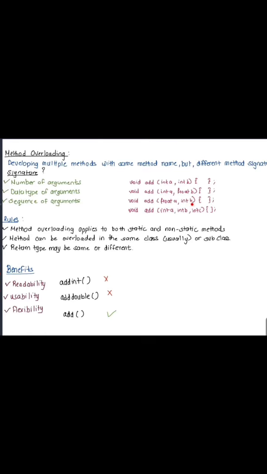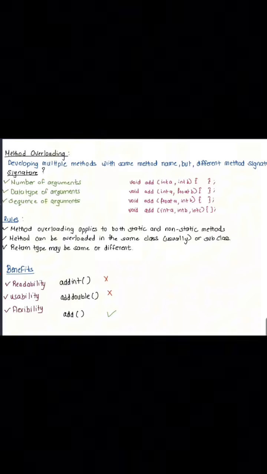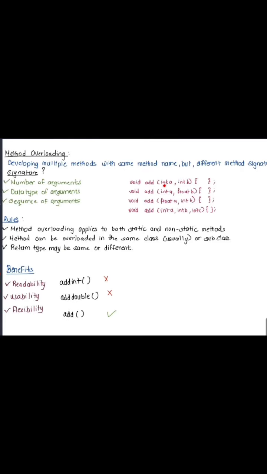Or we can change the number of arguments. So for example, here we have two arguments, int a, int b. Now I want to add three arguments, int a, int b, int c. One thing is that the return type may be same or different. So here, if we are returning anything, let's say we are returning some value, return a plus b. Now this void would be int. So the return type may be same or different for the methods.